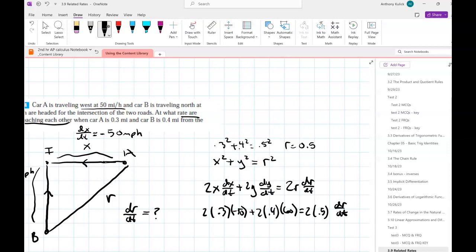So we're good, right? Here's the lovely part. What's 2 times 0.5? Just 1, right? So we got what we want already by itself. So that's negative 30 plus 48. Is that it? No. 32?